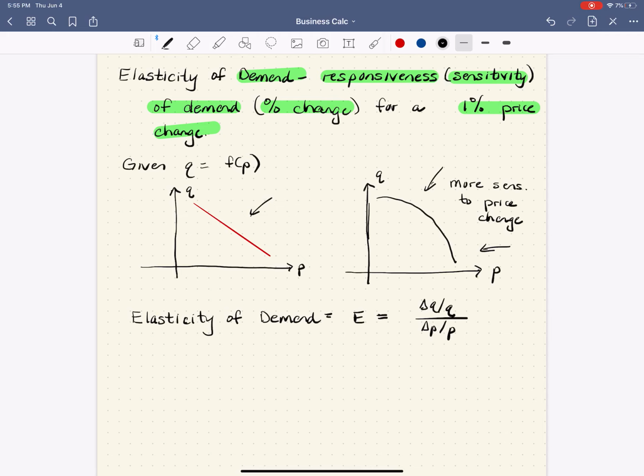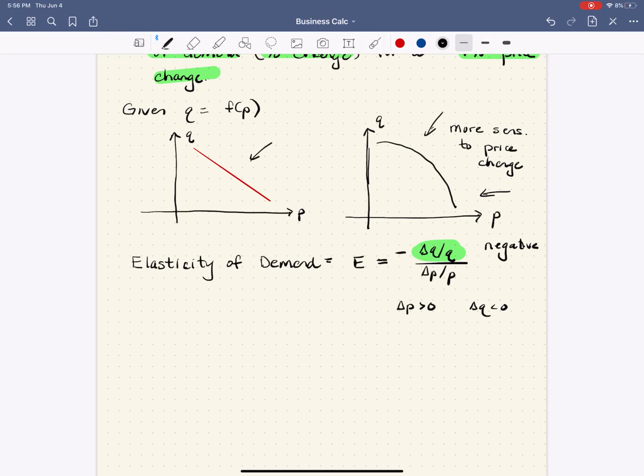So in the elasticity formula, though, I want to make it clear, or note, I should say, that this quantity right here is negative. And because we don't like dealing with negative numbers a whole lot, we usually put a negative in front of the elasticity, or at least we do for our purposes here, because we want to make elasticity a positive number. The denominator is always going to be positive because we're assuming an increase in price, which means delta P is going to be positive, and delta Q is negative.